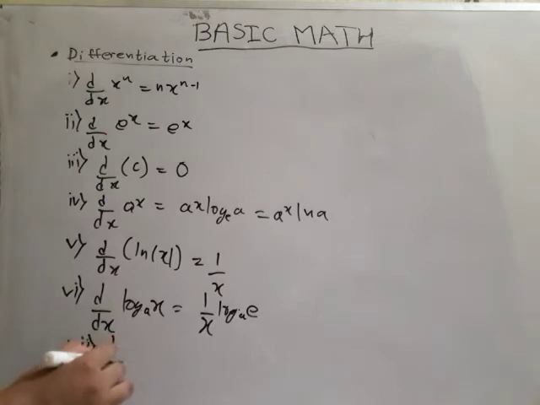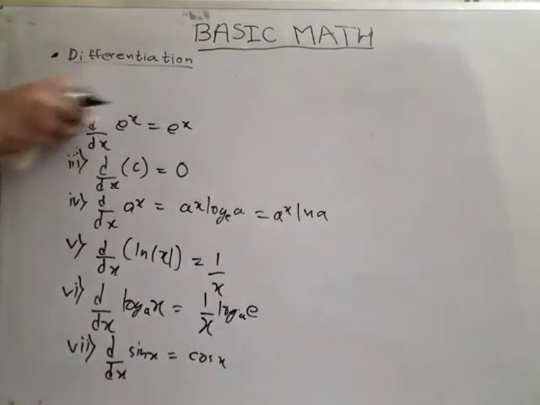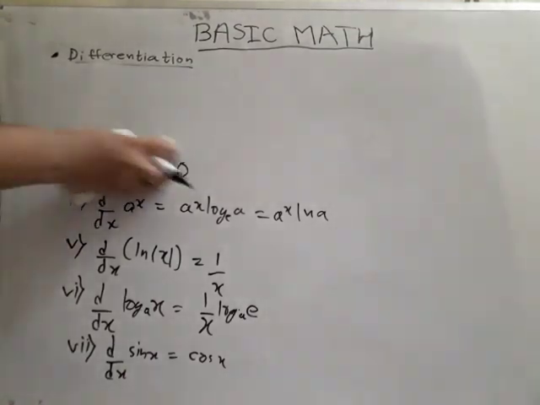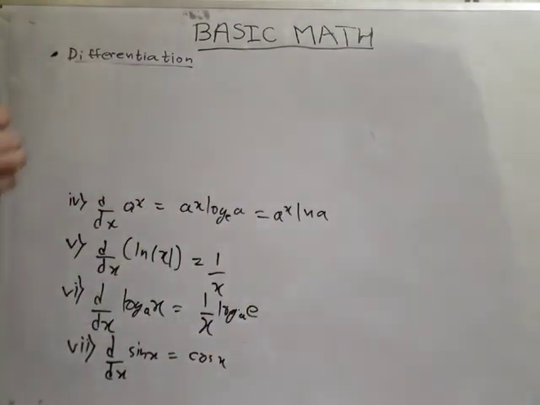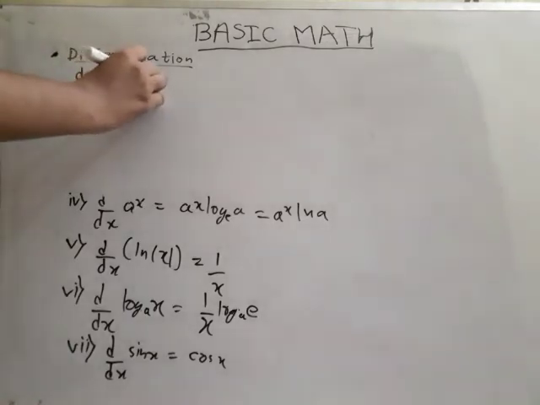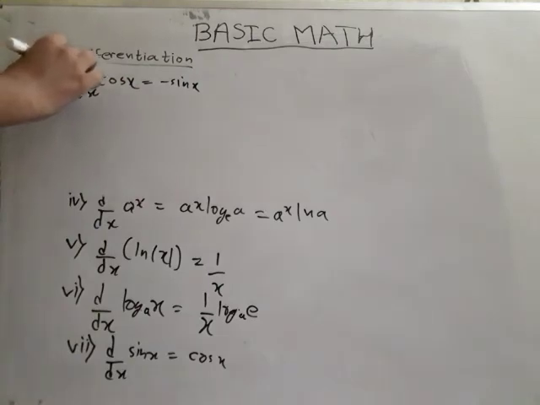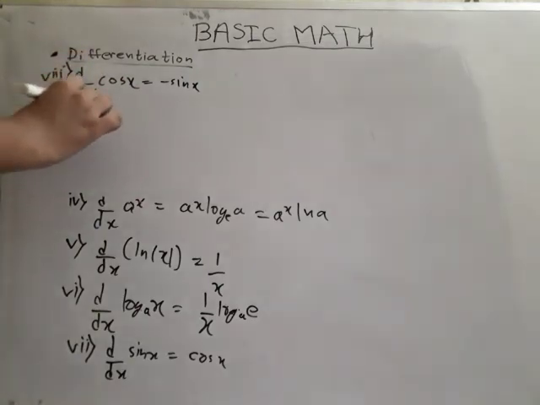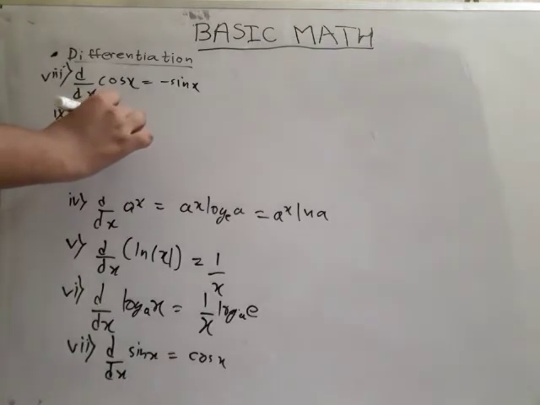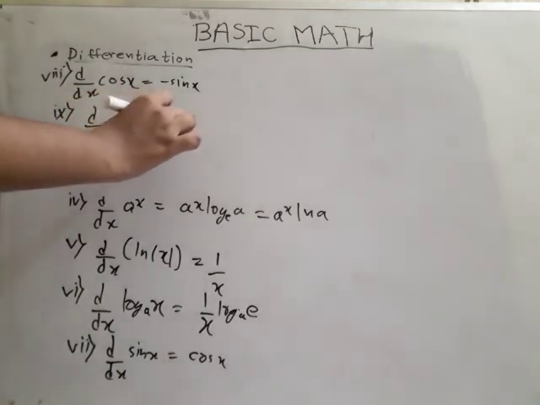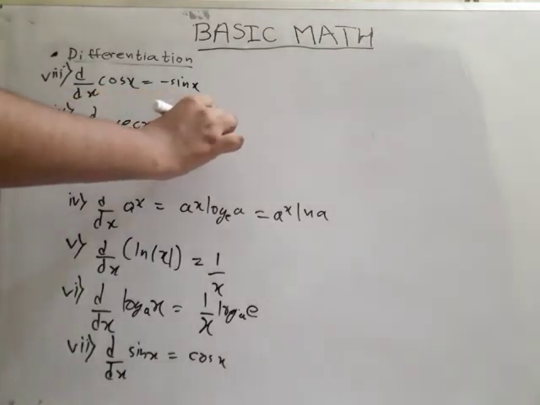Seventh, d/dx of sin x is cos x. d/dx of cos x is minus sin x. d/dx of sec x is sec x tan x.